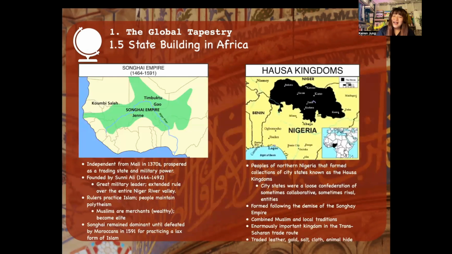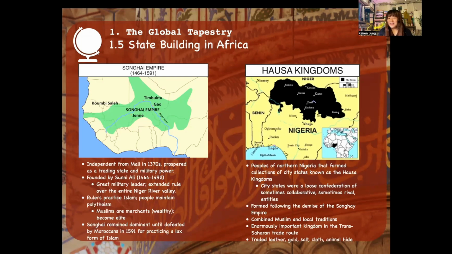Now let's look at the Songhai Empire. It was independent from Mali in the 1370s, and it prospered as a trading state and a military power. It was founded by Sunni Ali in 1464. Sunni Ali was a great military leader who extended his rule over the entire Niger River Valley. The rulers practiced Islam while the people maintained polytheism, again, a common thing that we see in this area. The Muslims tended to be very wealthy, and they became merchants, they became elite, and Songhai remained dominant until it was defeated in 1591 by the Moroccans.